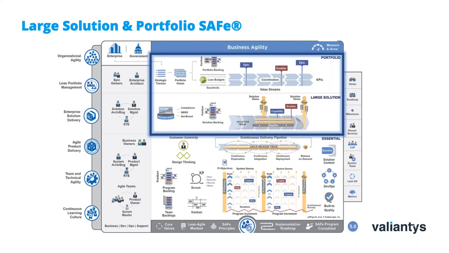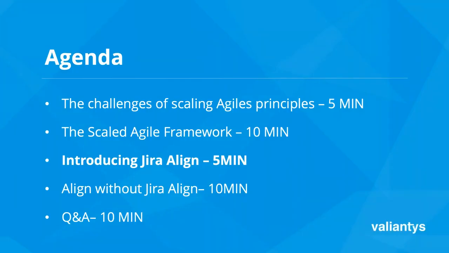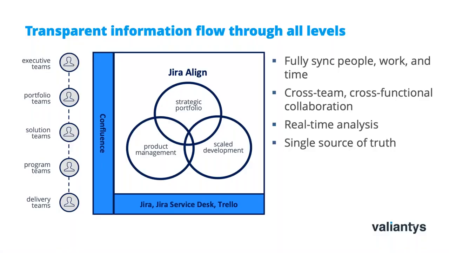Traditionally, you would solve this with some of the many apps which exist in the Atlassian marketplace. However, before I show this, I would like to show how this could be solved with Jira Align. And Jira Align is the leading tool in Gartner's Magic Quadrant for enterprise agile planning tools. So let's see how Jira Align works.